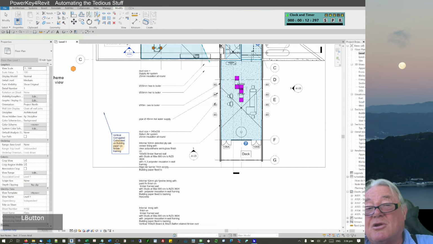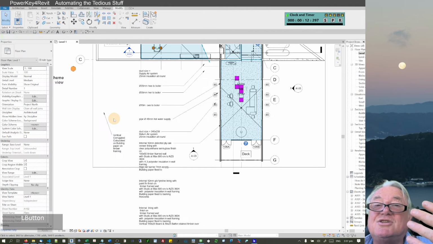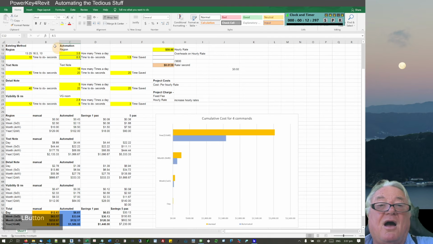And the nice thing with Loom, or with a screen recorder, is that you can keep that as backup information, proof of how long it took and the efficiencies that you're actually getting.